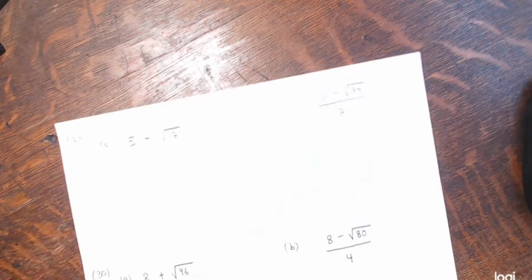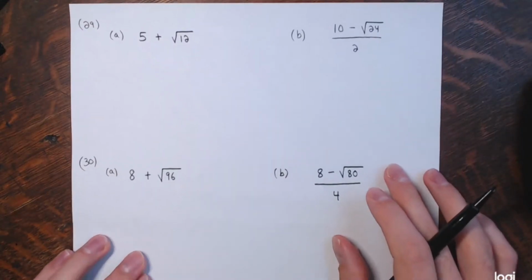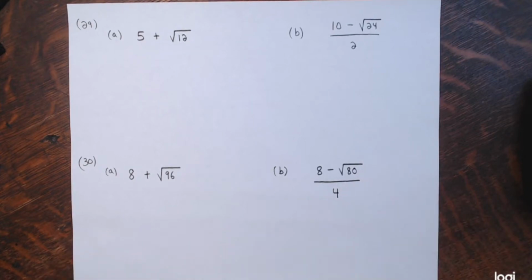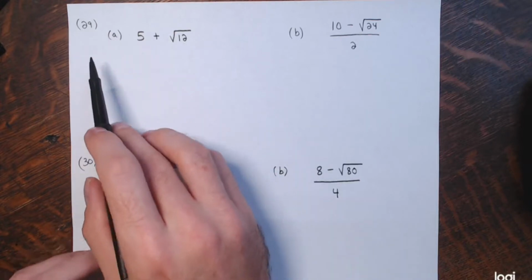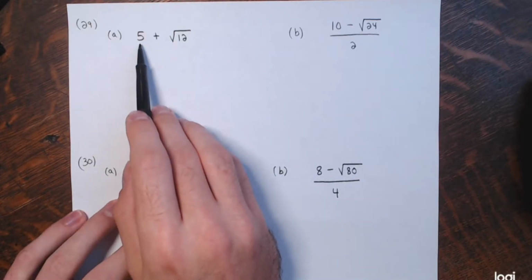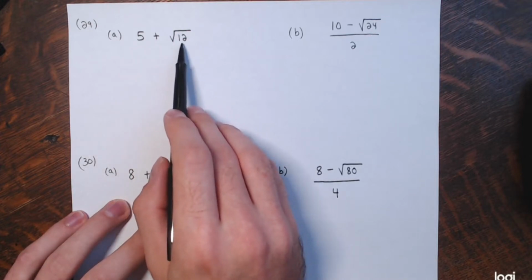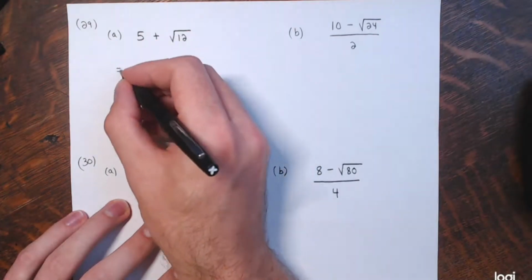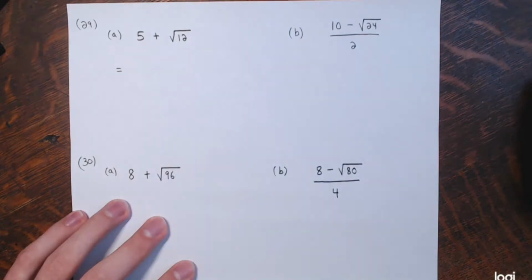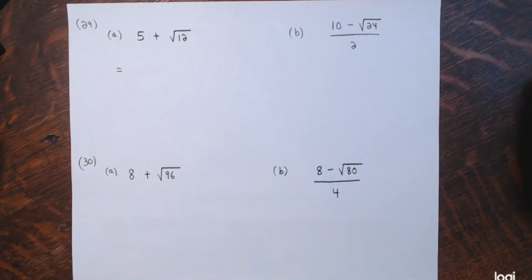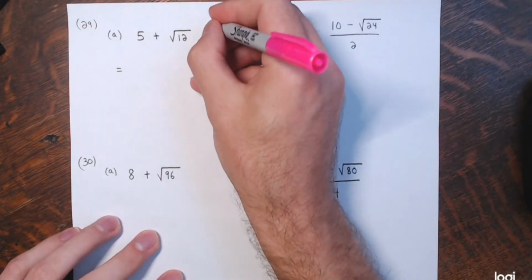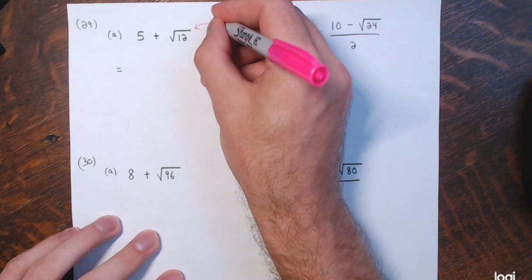Now, these last examples have some parts of the problem, some parts of the question that are in a radical, and some that are not. So look at number 29, part A. So you have one term that's not in a radical, 5, plus, and then one term that is in a radical, square root of 12. Anything that's not in a radical, you don't do anything really with till the very end. But we're only asked to simplify the radical.